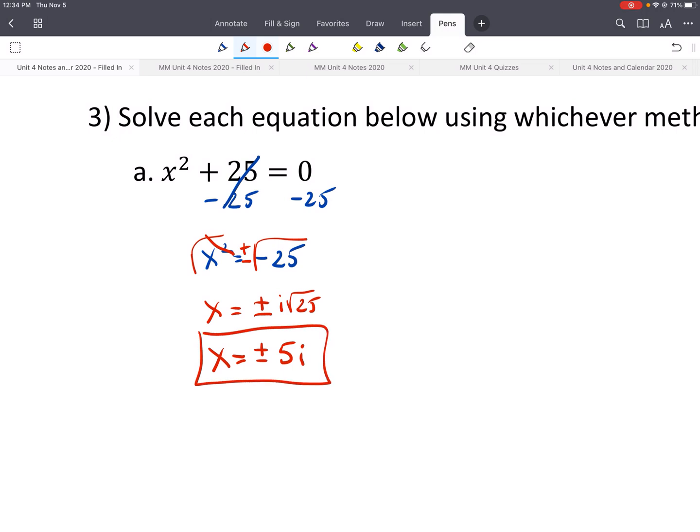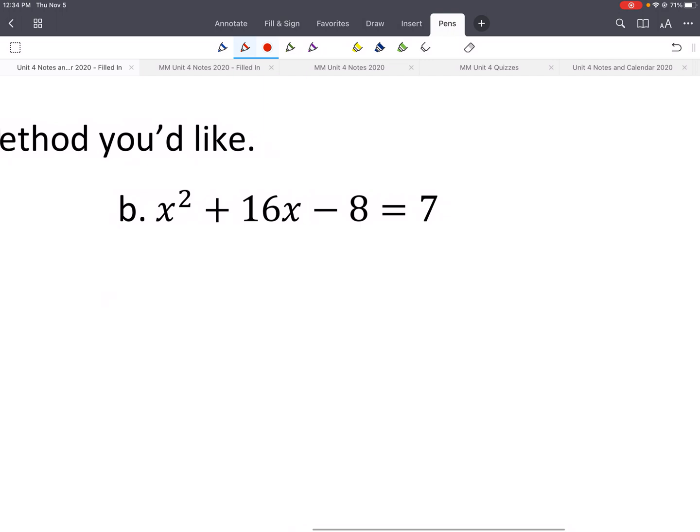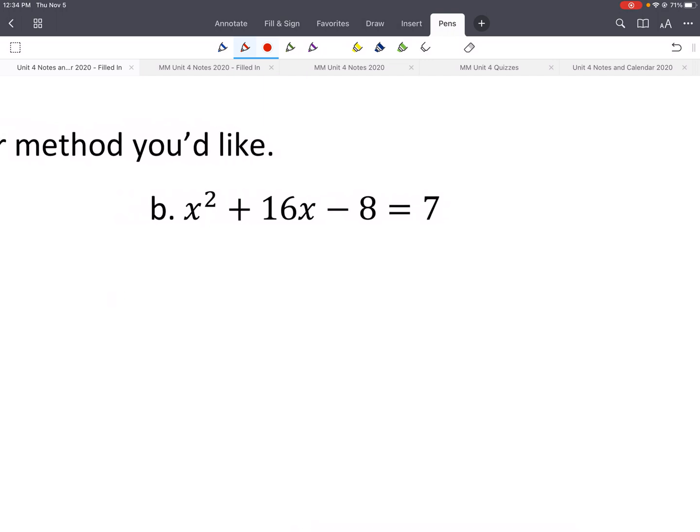Really the only other way you could do this would be, I guess, the sum of squares, and we kind of learn that kind of stuff. You could do that, but I feel like this would definitely be the easiest for that problem. Okay, for B, looking at that, I'm not sure if factoring would work, but I know that completing the square would, because a is 1 and b is even. So that's probably what I would go for.